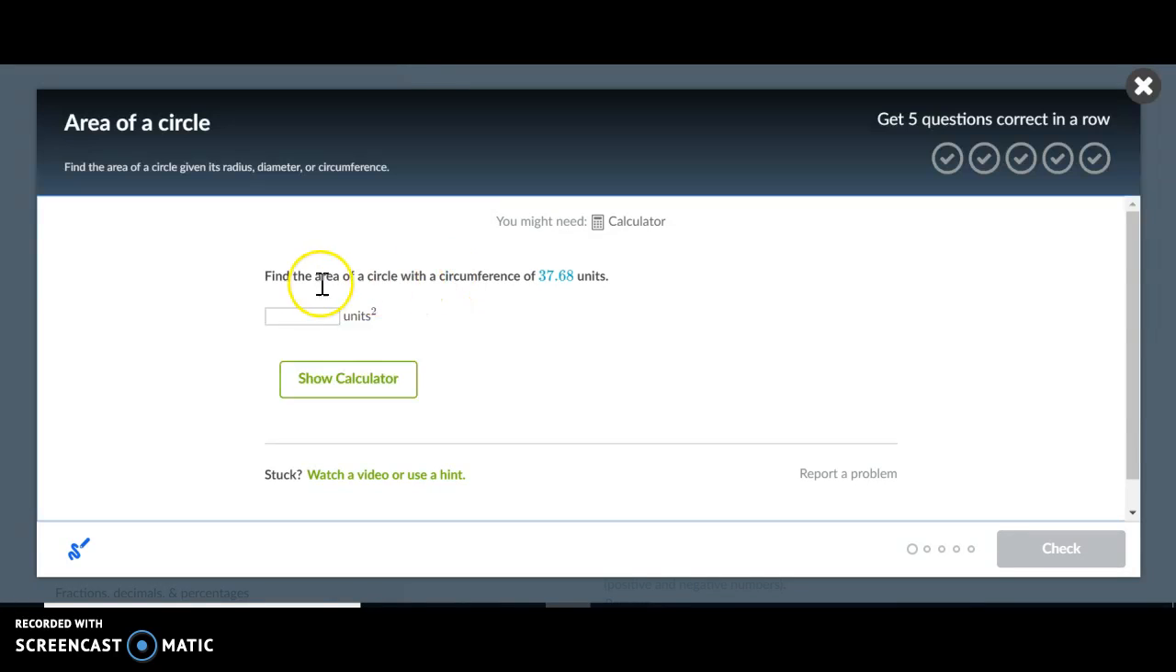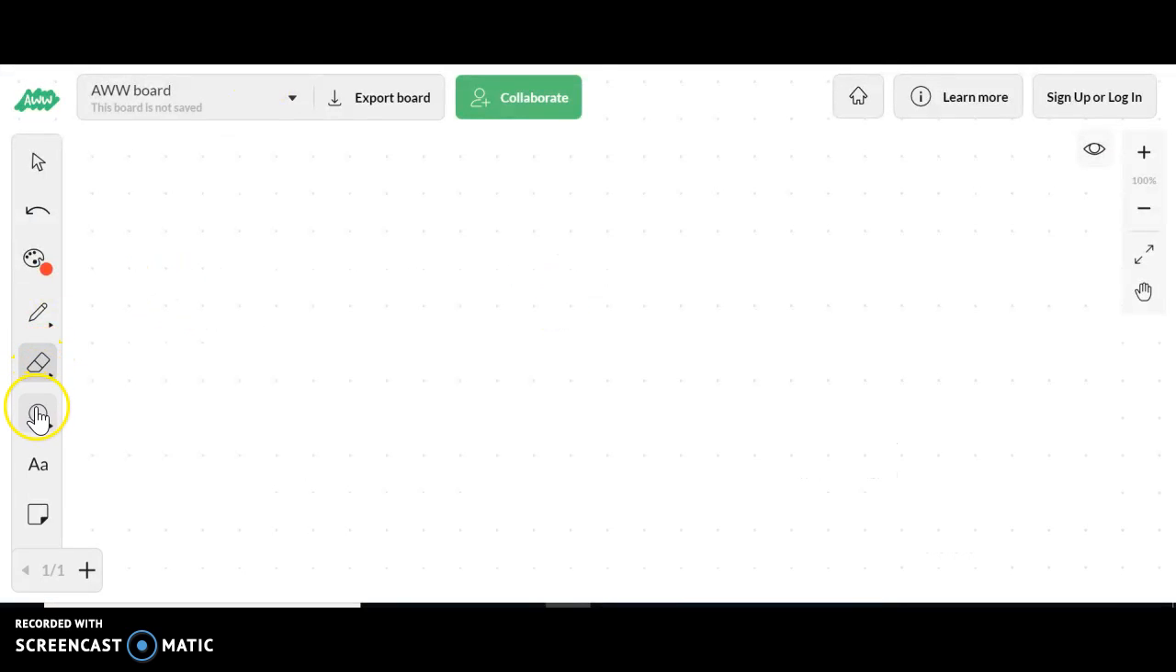This question says, find the area of a circle with a circumference of 37.68 units. This is a little bit more complex than what you're used to when you completed 6th grade, because now you're not just given a basic formula, you actually have to find the parts of your formula when given circumference. So let's start off with a picture. Let's draw a circle so we can talk about what area is.